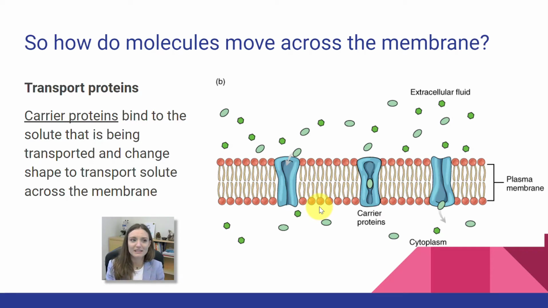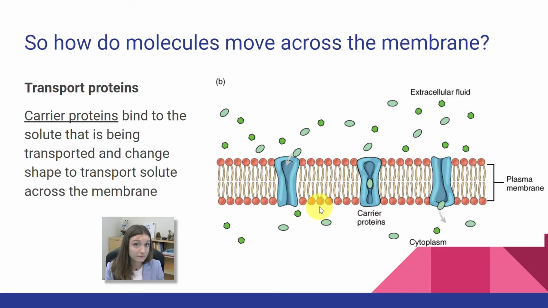So what happens here is that whatever solute the cell is trying to move across the membrane will bind to this carrier protein. That process of the solute binding to that protein causes it to change shape, and then that shape change basically causes that carrier protein to deliver that solute to the other side of the membrane. So those are the basic classes of proteins that are used to move molecules across the membrane.